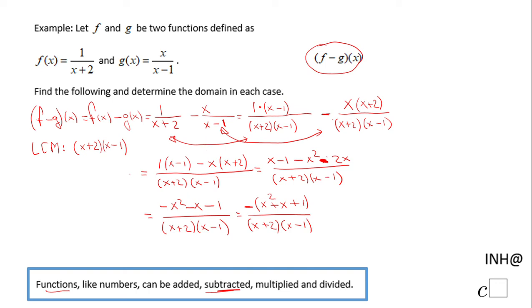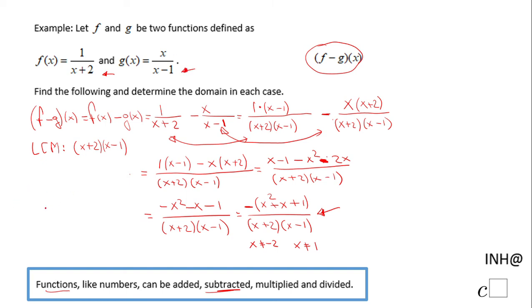And now the domain of the result of this subtraction will be any number but negative 2, right? Because that will make x plus 2 equal 0, and that will make this rational expression undefined. And x also cannot be equal to 1 for the same reason. x minus 1 becomes 0, and then we have an issue with that. You can notice the same situation in the original functions. x cannot be negative 2, x cannot be 1.